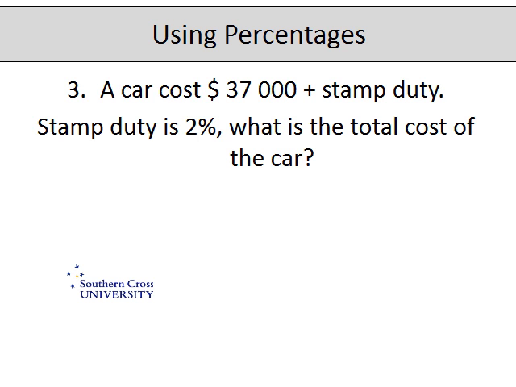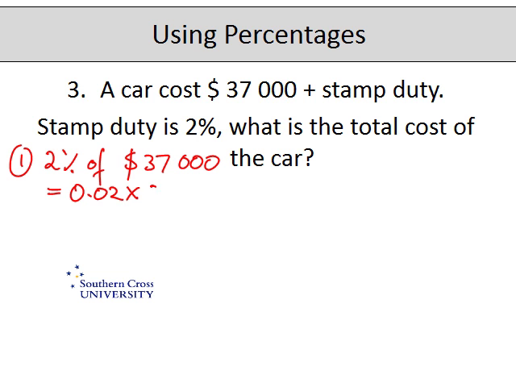Question 3. A car costs $37,000 plus stamp duty. If the stamp duty is 2%, what is the total cost of the car? Well, there's two ways to do this. The first method is to find 2% of $37,000. And 2% as a decimal is 0.02 of means times 37,000. And that comes out to be, using a calculator, $740.